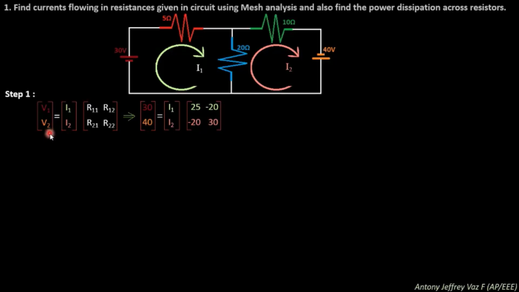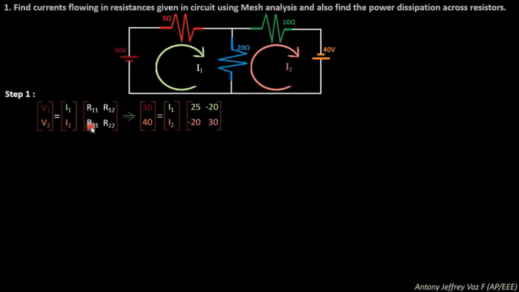Then for loop 2, we need to find the V2 value. To find the V2 value, see the current which is flowing. It is from the minus terminal of the battery towards the positive terminal of the battery. So this represents a voltage rise, and we will put plus 40 volt. I2 is the unknown value. Then move to R21 and R22. This is the representation of loop 2.